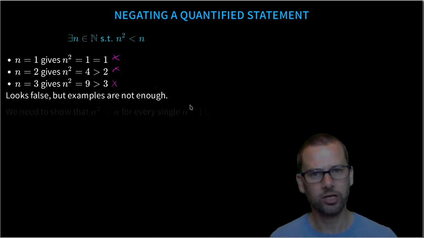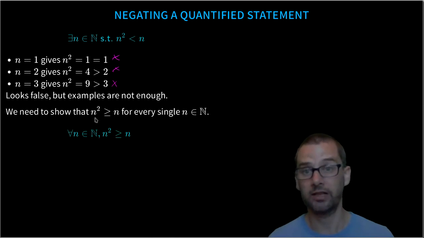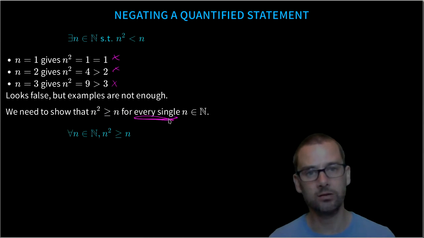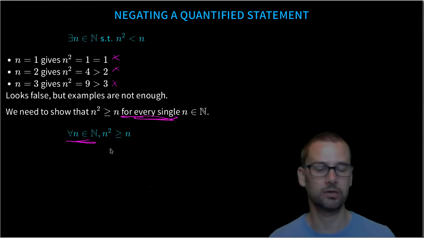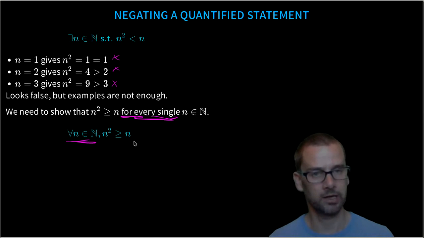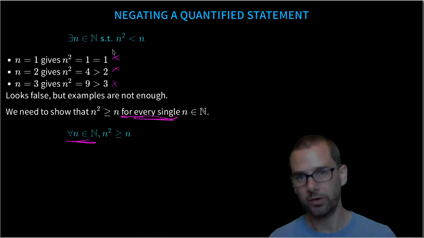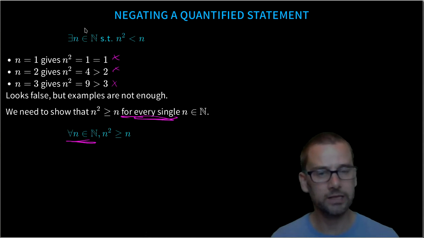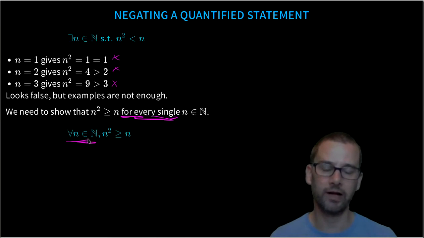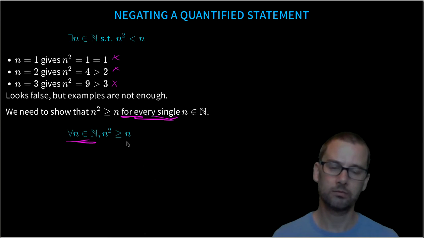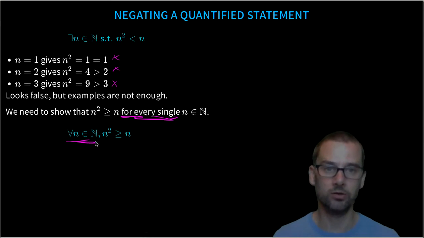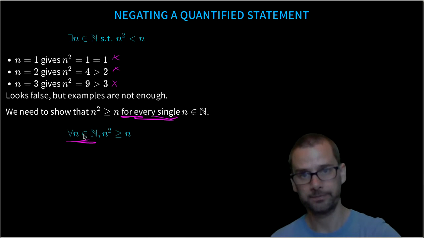So we need to show that it's actually not going to work, namely that n squared is bigger than or equal to n for every single value of n in the natural numbers. That is, for all natural numbers n, n squared is bigger than or equal to n. So in order for the original statement to be true, there just has to be one value that makes it work. In order for this to be false, every single value of n fails. Again, the negation of an existential quantifier becomes a universal quantifier and vice versa.